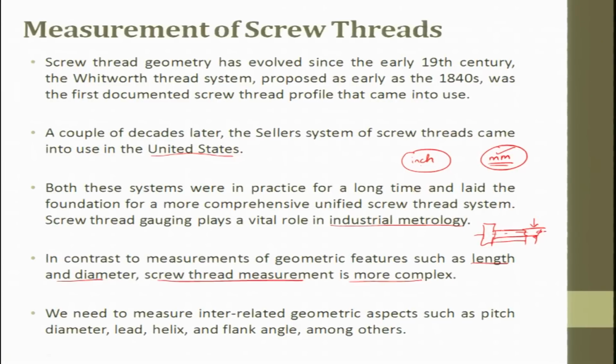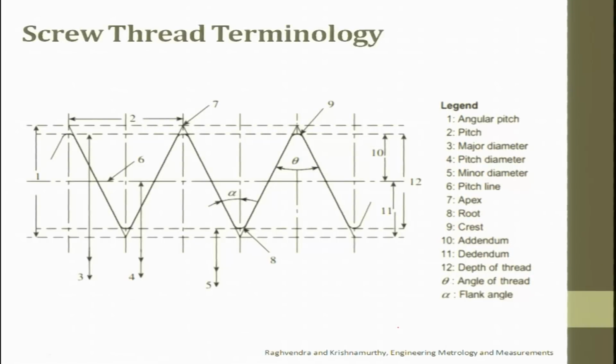But when you have a screw thread on top of it, the complexity increases. That is what we are trying to say. So, what are the complexities? We need to measure interrelated geometric aspects such as pitch, diameter, lead, helix, flank angle and many other things amongst them. In the next slide we will see what these things are.